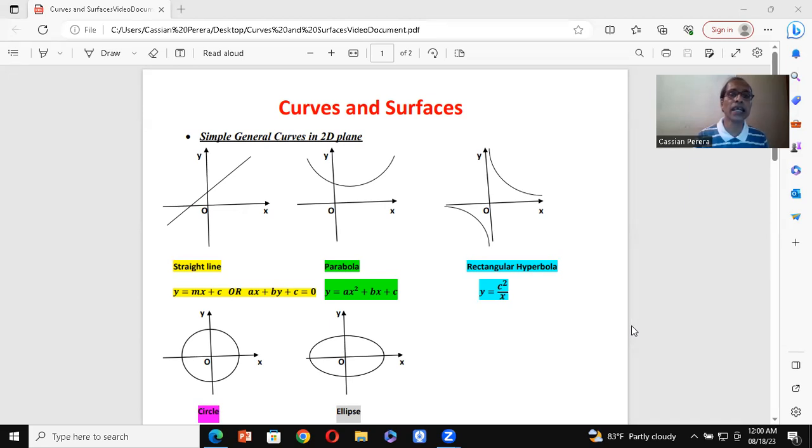Now you know, in the ordinary level knowledge we have studied this, y equals mx plus c, straight line. Equation of a straight line, y equals mx plus c in 2D plane, or we can say ax plus by plus c equals 0. Coordinates are x and y, then the equation is y equals mx plus c. m is the gradient, c is the intercept on the y-axis, or we can say ax plus by plus c equals 0.